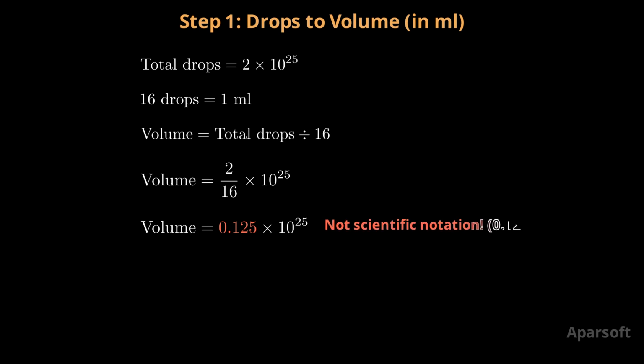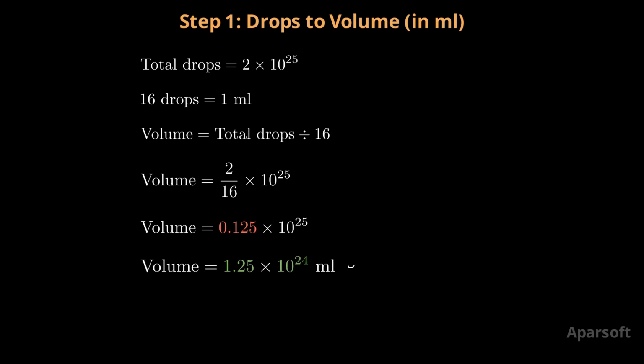But wait. Scientific notation requires the coefficient to be between 1 and 10. 0.125 is less than 1. So we shift the decimal one place right, 0.125 becomes 1.25 and the exponent drops by 1, 10 to the 25 becomes 10 to the 24. The total volume is approximately 1.25 times 10 to the 24 milliliters.